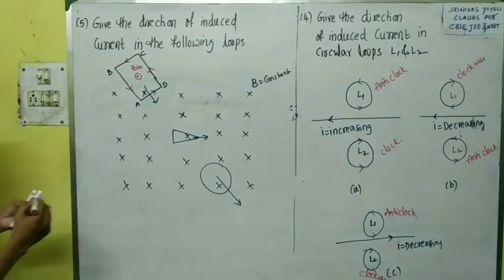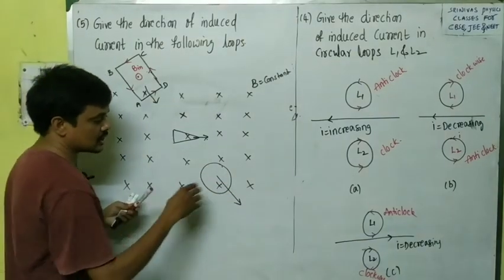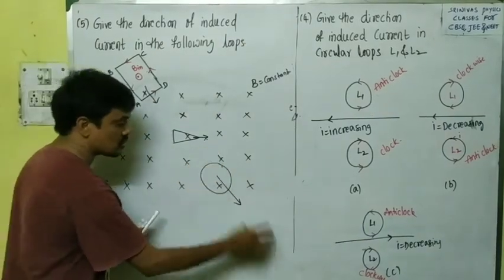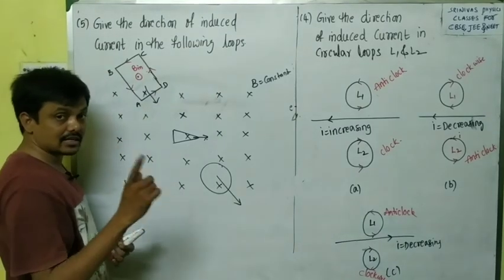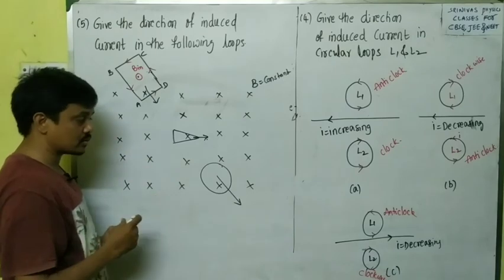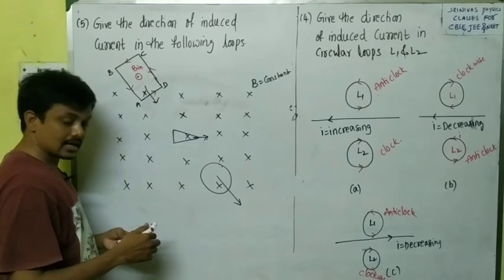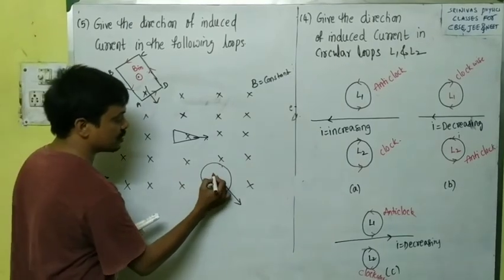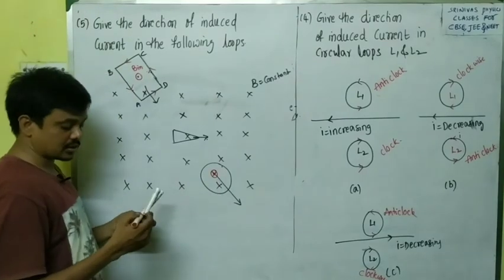Now this is moving outside. When it moves outside, the flux decreases. Flux decreases means it should be supported. How should it be supported? When it decreases, it should be supported, meaning a field in the same direction generates. Same direction means the induced field will be cross. In order to support, we have to push in the same direction.